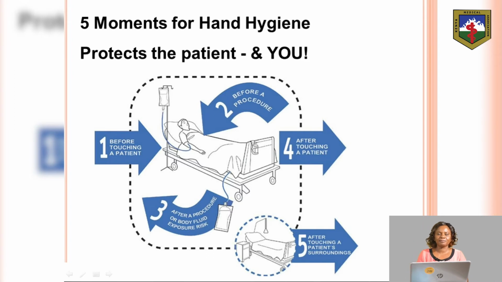And we say that in the healthcare setting, you need to observe the 5 moments for hand hygiene. What do I mean by 5 moments for hand hygiene? You need to wash your hands before touching the patient, before a procedure, after a procedure or body fluid exposure, after touching the patient, and after touching the patient surrounding. A hospital bed is a patient surrounding, and a patient surrounding is not static. It could be a patient on a wheelchair, a patient being moved on a bed. That bed is a patient surrounding, and you need to wash your hands after that.